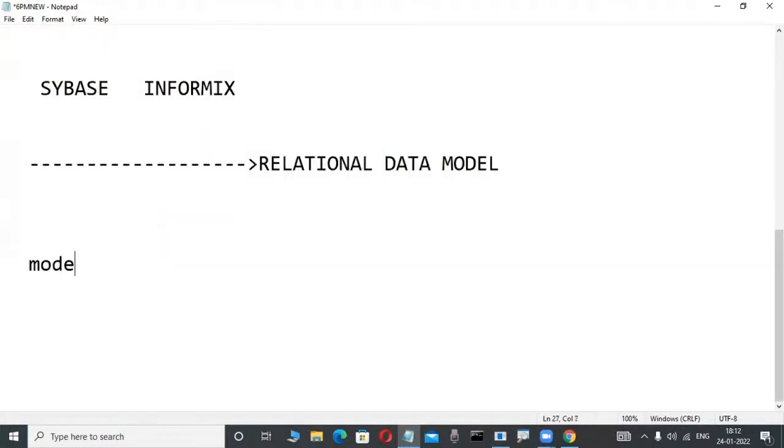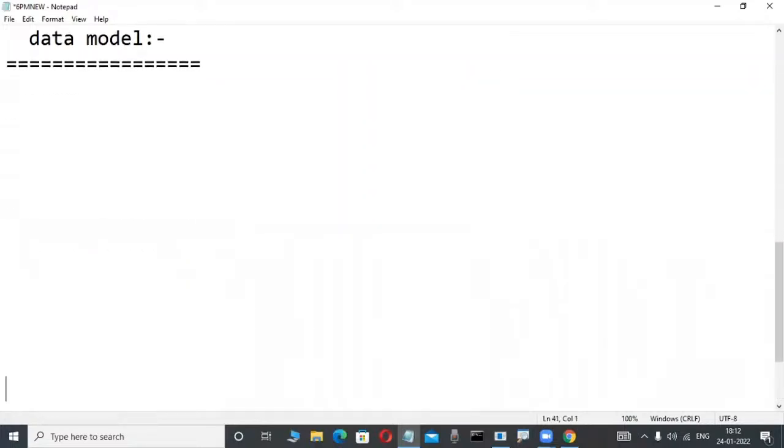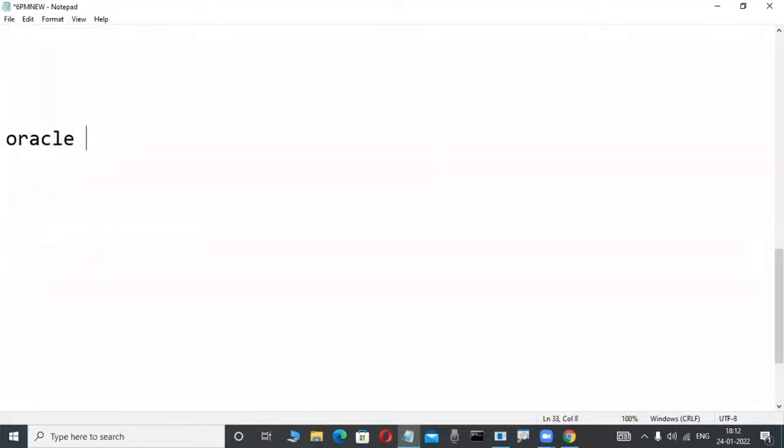Concentrate here. It is an easily understandable model. Don't write it, just listen. Slowly observe it here. Anybody who attended the previous class? I am telling one thing. Suppose Oracle is the product. This Oracle database, or any relational database, has two types of structures, as I told in the previous classes. One is the logical structure. Another one is the physical structure.